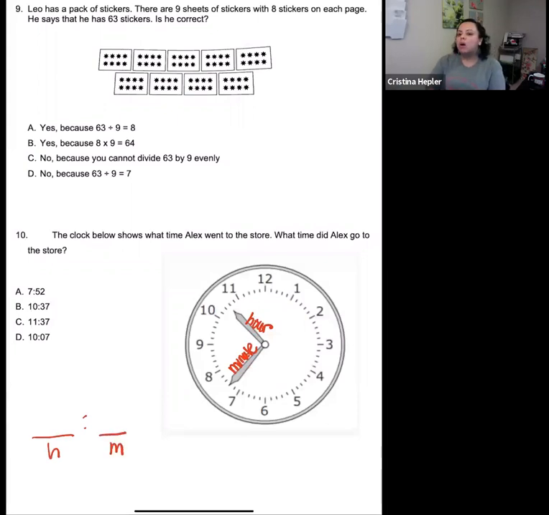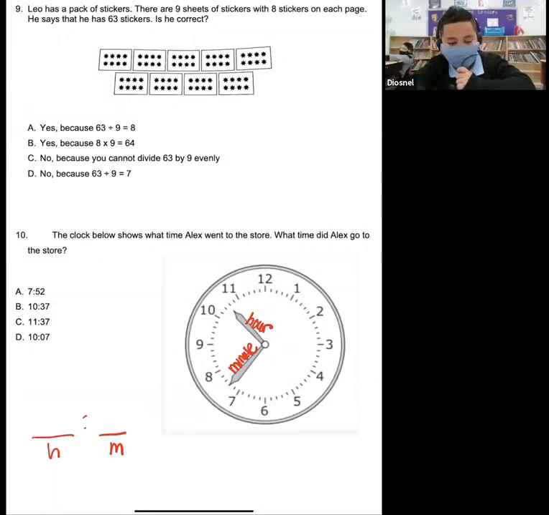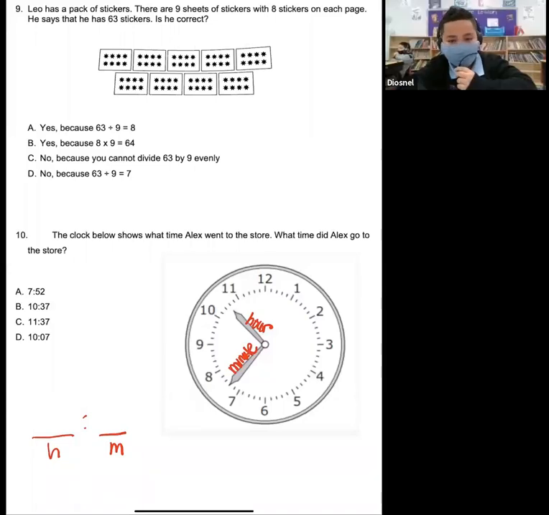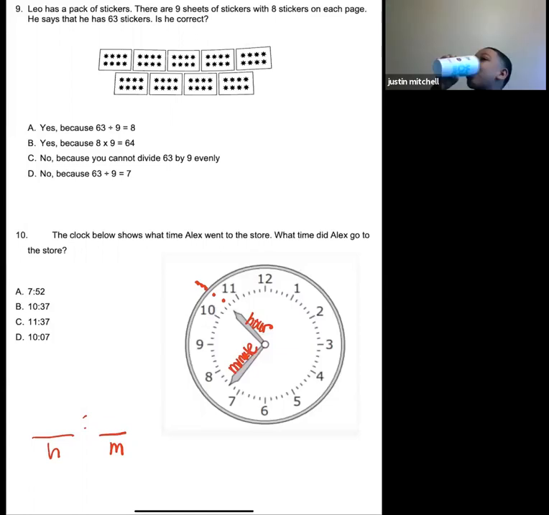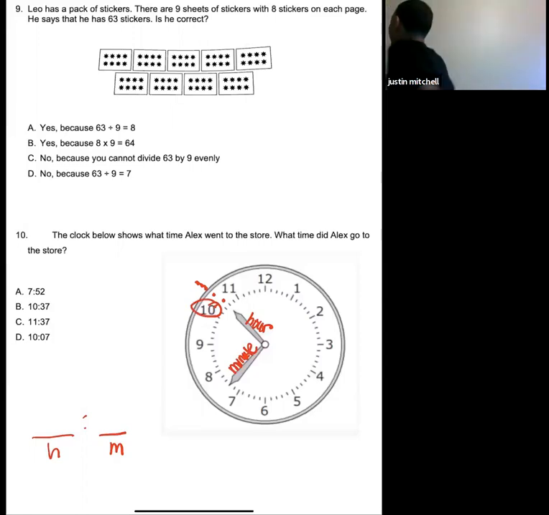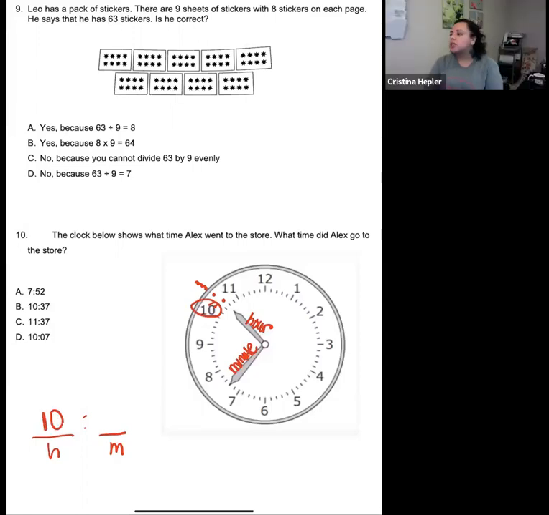What is the hour on this clock pointing to? The hour? Yes, the hour. What is the hour? It's in the middle. It's between 10 and 11, but we always do what? We always go back, backwards, to the smallest hour. In this case, it's what? 10. Thank you. 10 hours.